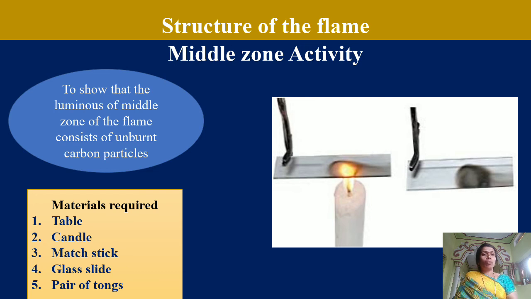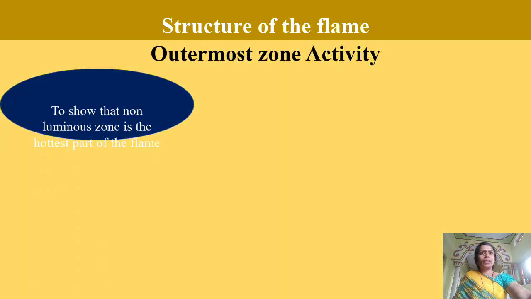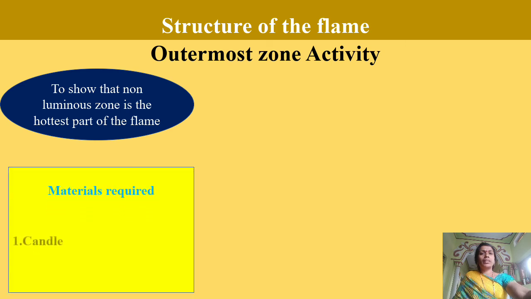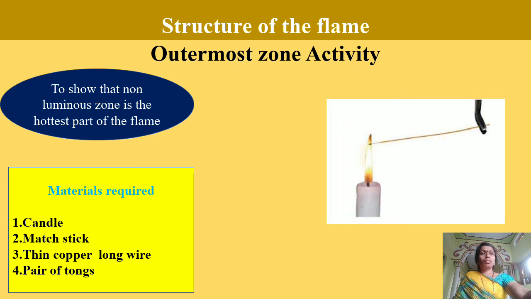And now coming to the next, the outermost zone activity, to show that the non-luminous zone is the hottest part of the flame. For this activity, the materials required are a candle, matchstick, thin long copper wire and a pair of tongs. See this picture, children. This is a candle.